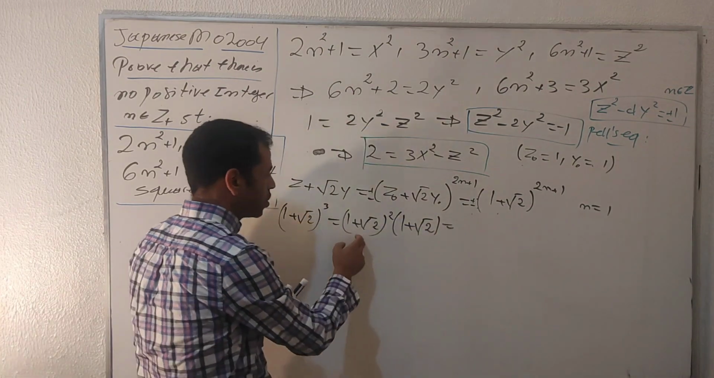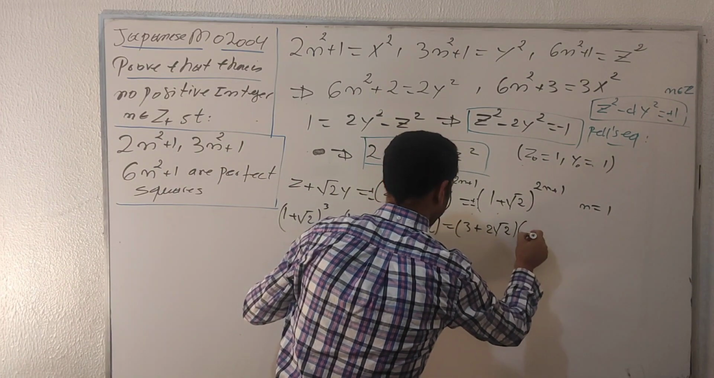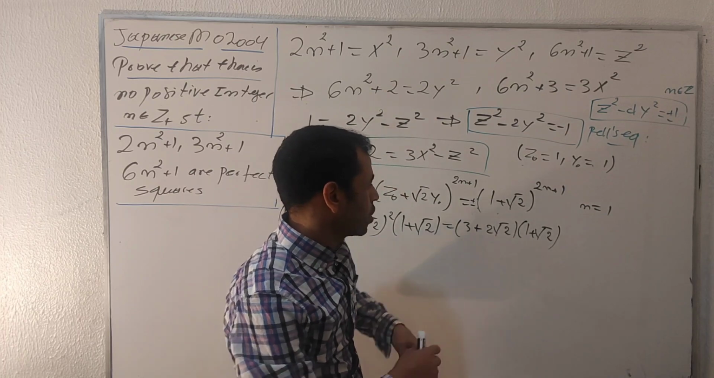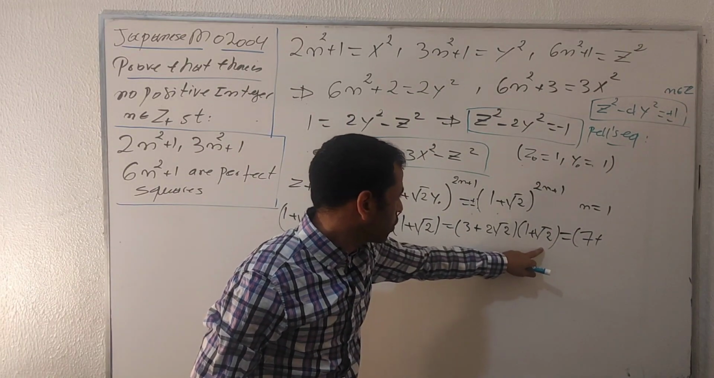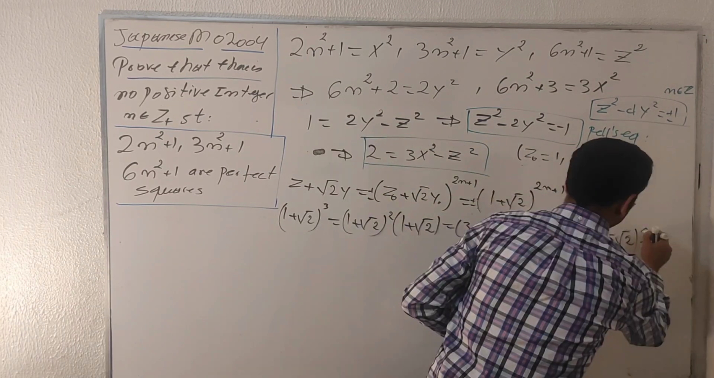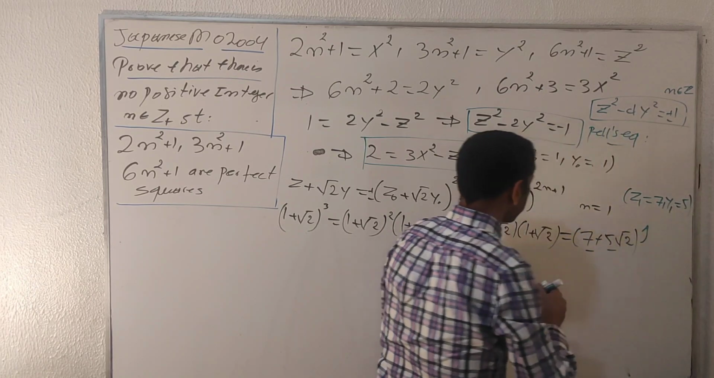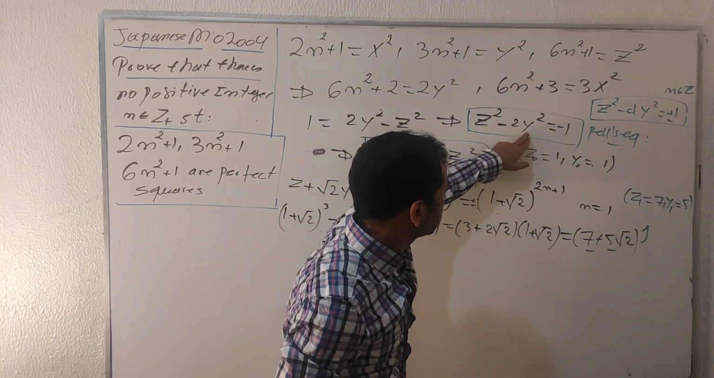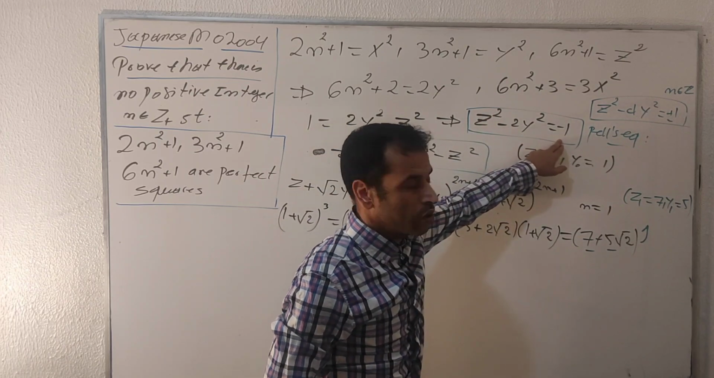So this gives us 1 plus 2, which is 3, plus 2 square root of 2, multiplied by 1 plus square root of 2. If you multiply, this gives us 3 plus 4, which is 7, plus 2 square root of 2 plus 3 square root of 2, which is 5 square root of 2. So this is the solution for Pell's equation. The second solution: z1 equals 7 and y1 equals 5. Now if you plug this in here, you get 7 squared, which is 49, minus 5 squared, which is 25, multiplied by 2, which is 50. You get 49 minus 50, which is minus 1, which is a solution for this equation.